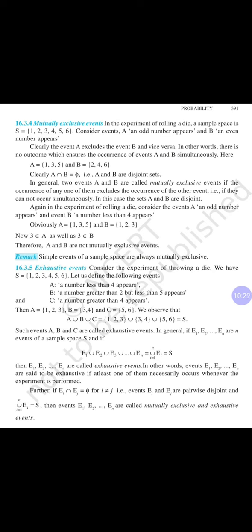Look at the example here. A is equal to 1, 2, 3, B is equal to 3 and 4, and C is equal to 5 and 6. If you do the union of A, B and C, A union B union C, what do we get? 1 2 3 union 3 4 union 5 6. And if we do the union of all these events, we will get the whole sample space, that is 1 2 3 4 5 6. So this type of events are called exhaustive events. That means all together these events will give you the sample space. So this is called exhaustive event.